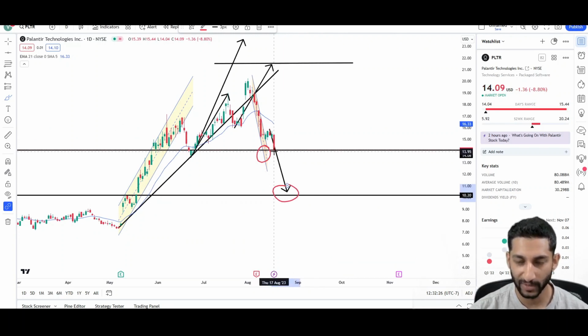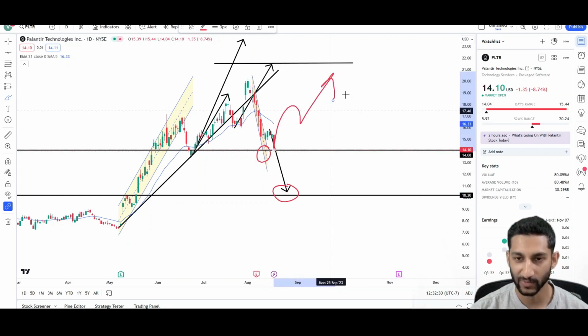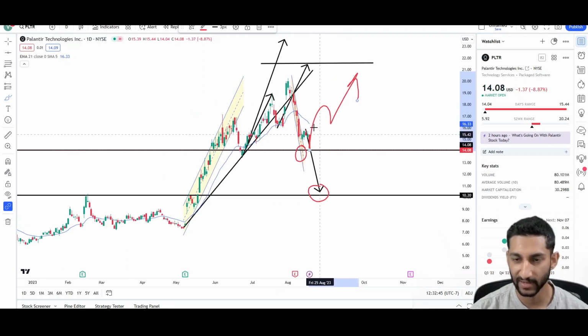If we do find support, then what I want to see is price get back above the EMA and hold it, and then there's a good chance we see higher price targets. That would be a shift in momentum. Right now, the bears have most of the momentum on their side towards the downside. If we see a strong move up, that will be a shift in momentum towards the bulls' side. So that's how I'm looking at Palantir.